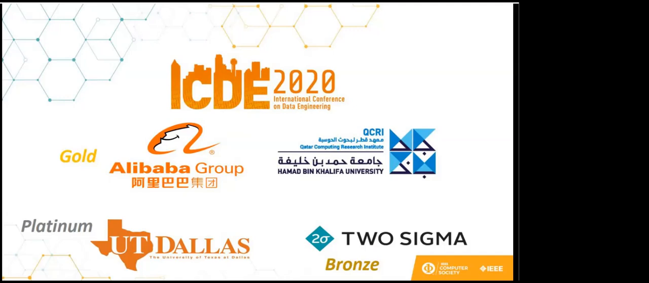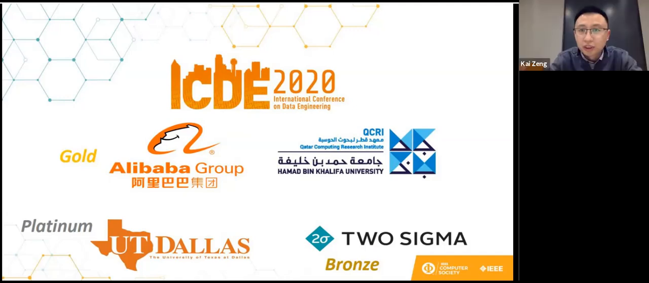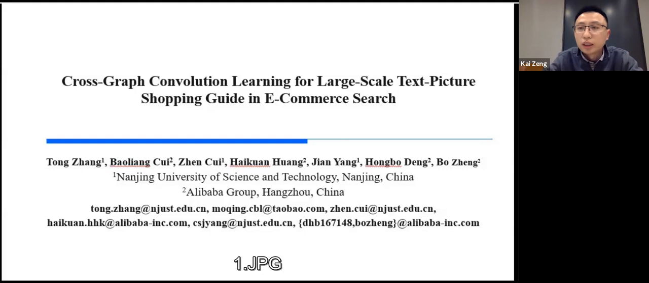Okay. So hello everyone. Welcome to Industry Session 3, Deep Learning and the Novel Applications. So this session we have 5 papers. So now let's welcome the first presenter, Tong Zhang from Nanjing University of Science and Technology. He will present his paper, Cross-Graph Convolution Learning for Large-Scale Text-Picture Shopping Guide in E-Commerce Search.